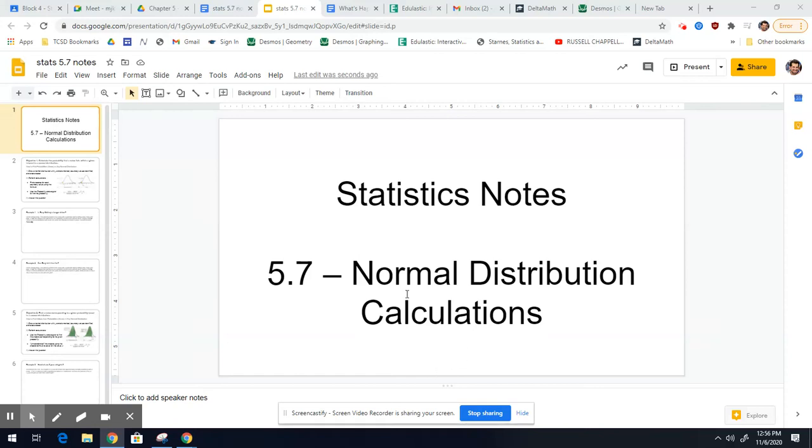Okay, so stats, section 5.7. This is the most important section involving normal distributions, normal probability distributions, because we're going to use context now. We're going to give you a problem that involves a mean and a standard deviation, but your job is going to be to use the standard normal distribution to interpret this problem and answer the question.